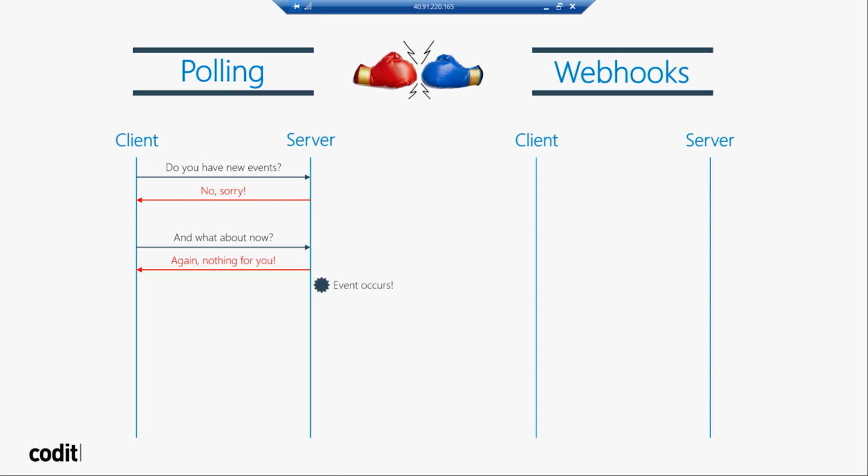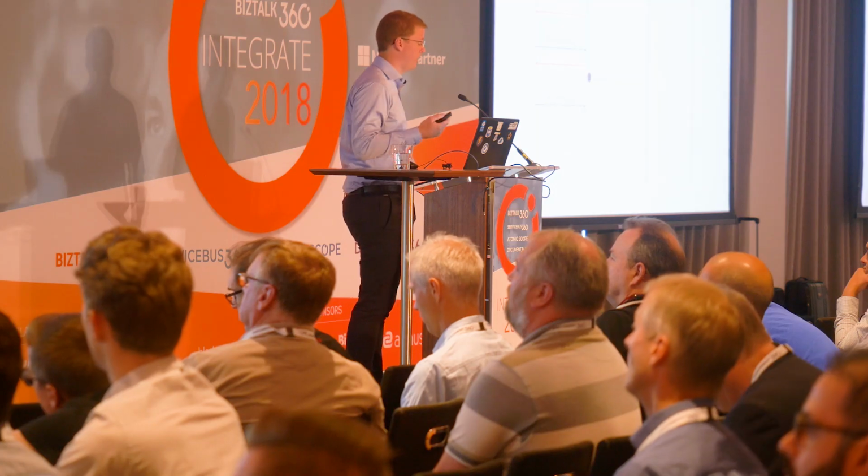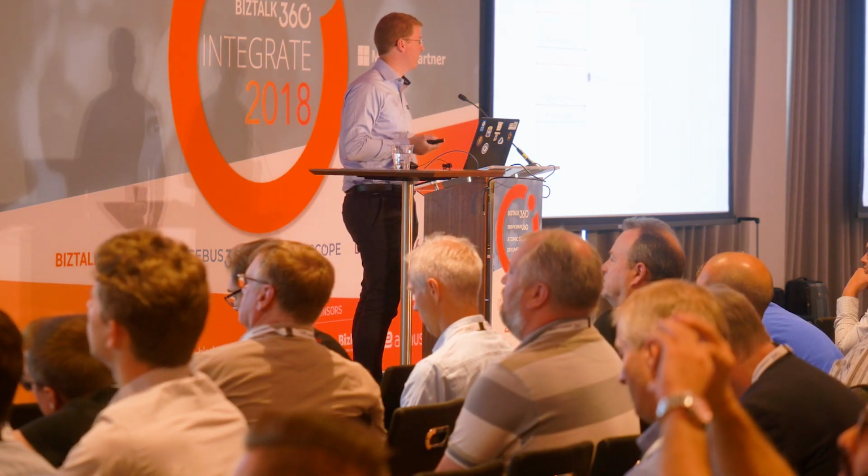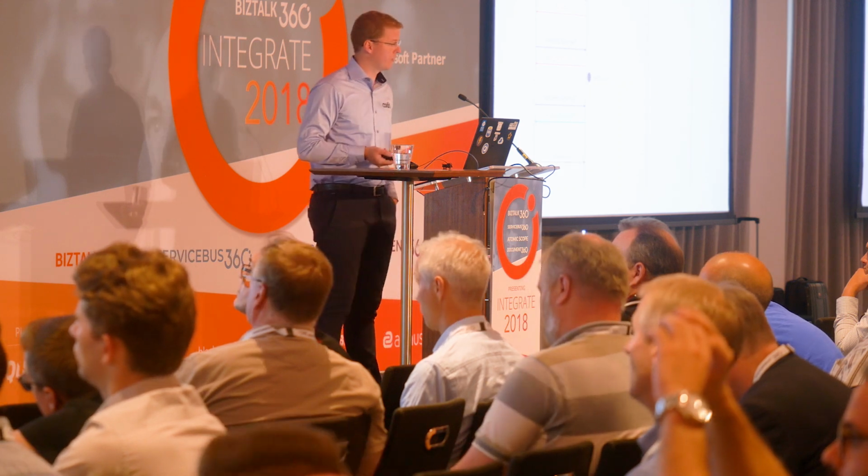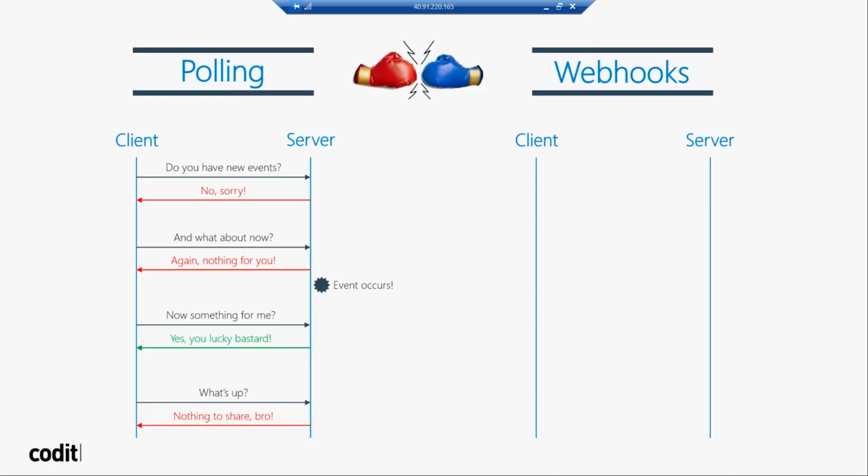Suddenly, a server-side event occurs. The client is not aware of that. The client is only aware the next time it polls, and then you get the event back. And so you're constantly hammering the API, which leads to a lot of API calls and resource utilization, which is unneeded. So that's why webhooks were introduced.